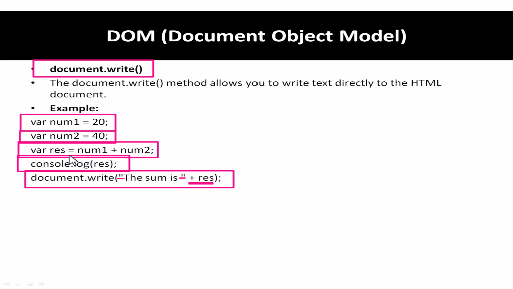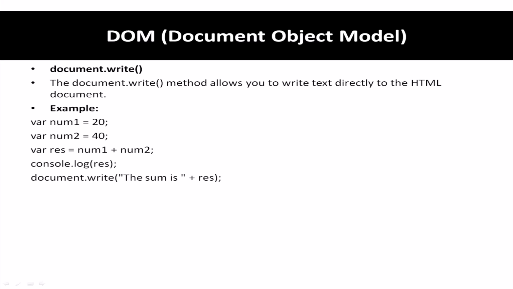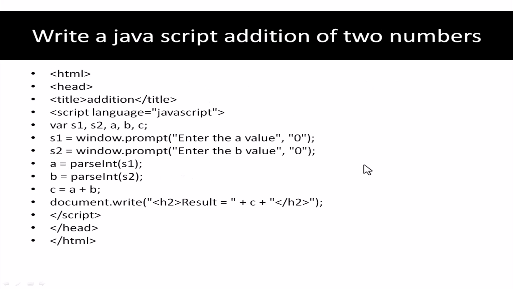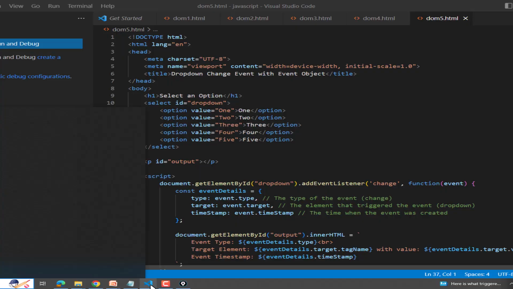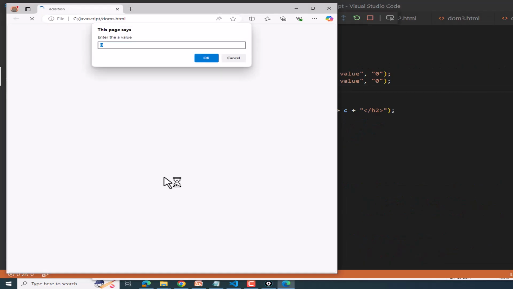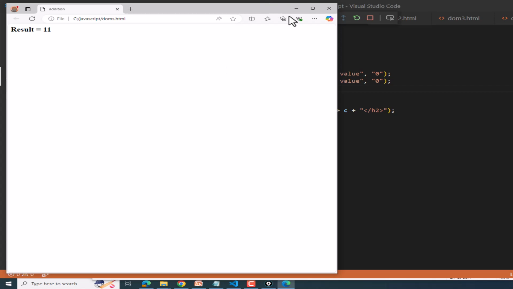Whatever the variable result, res is going to store the sum of number 1 and number 2, which will be saved in the output. The same logic we have applied here, and it is going to show the output in your window. So now if you run the program, it shows the prompt message. Enter the first value 5 and the second value 6, and it displays the result, which is 11.